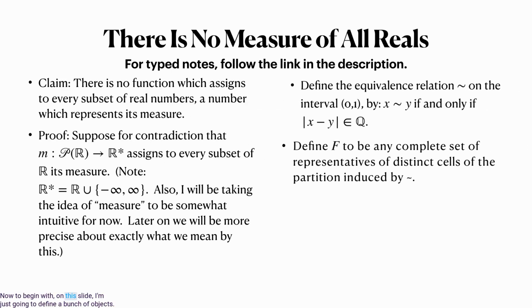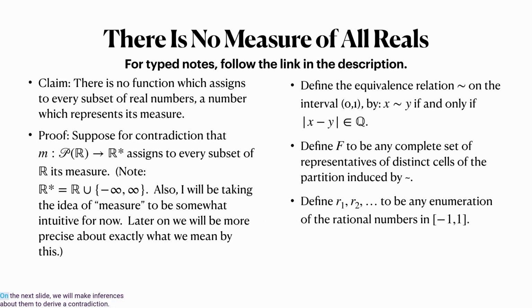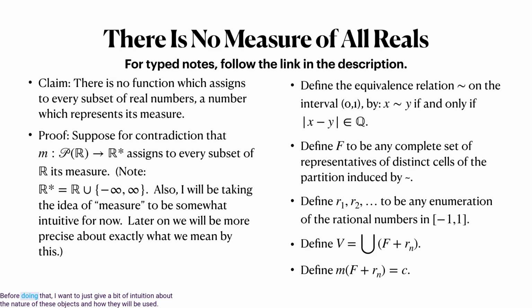Now, to begin with on this slide, I'm just going to define a bunch of objects. On the next slide, we will make inferences about them to derive a contradiction. Before doing that, I want to just give a bit of intuition about the nature of these objects and how they will be used.